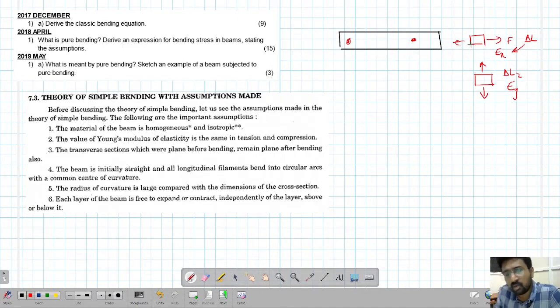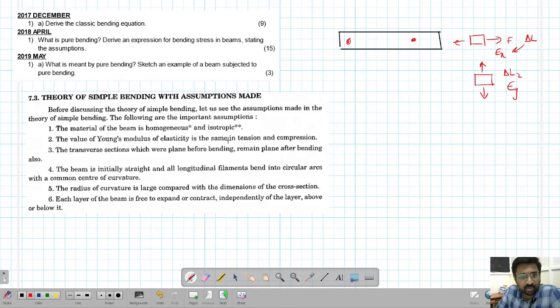Now, for an isotropic material, the Young's modulus and all other properties of the material, for example Poisson's ratio and modulus of rigidity, don't depend upon the direction. In all directions it will be the same. In the MoS S3 course that we are dealing with, all the materials are isotropic. So the assumptions give us isotropic.